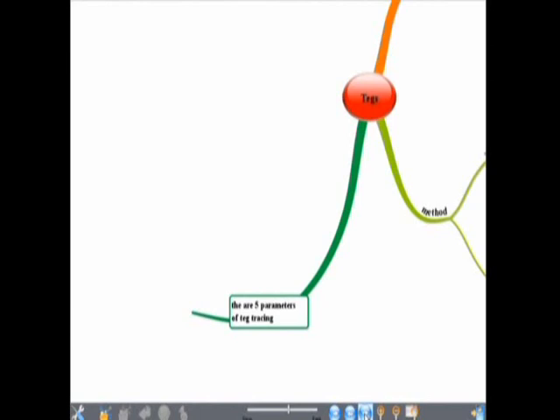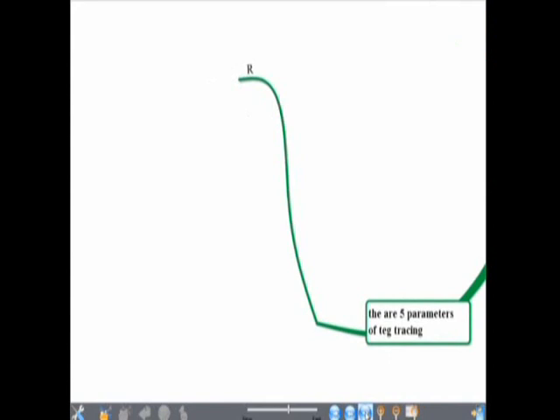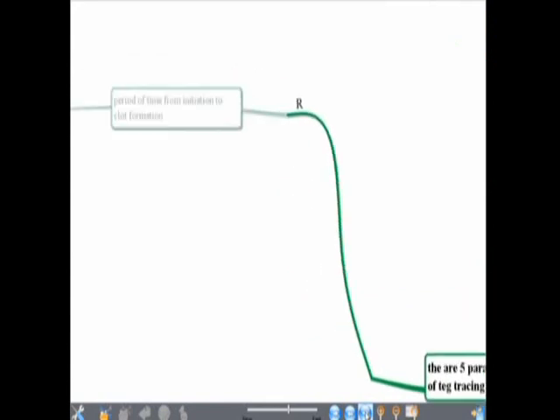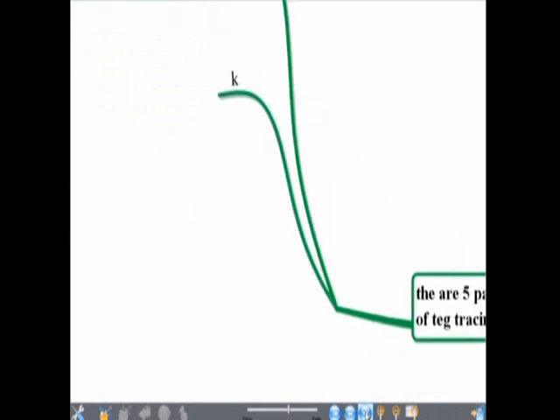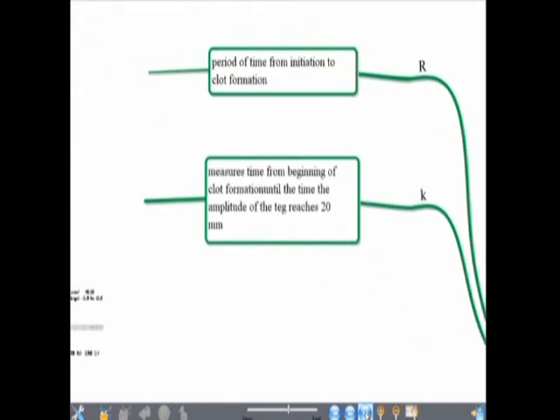So there are 5 parameters of TEG tracing. And what are they? There's what they call the R parameter, which means a period of time from initiation to clot formation. So as soon as the pin goes in to when the clot starts to form, that's called the R period. It's like on the ECG, you know, you've got the waves and stuff. So here you've got the K component. And this measures the time from the beginning of the clot formation until the time the amplitude of the TEG reaches 20 millimeters. Now here I've got a couple of diagrams.